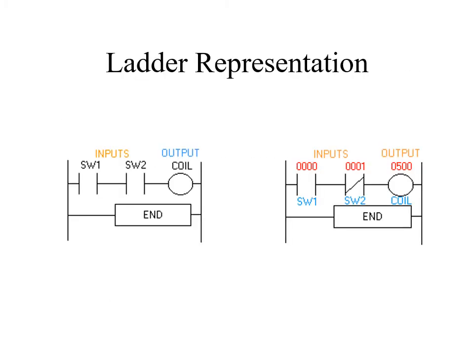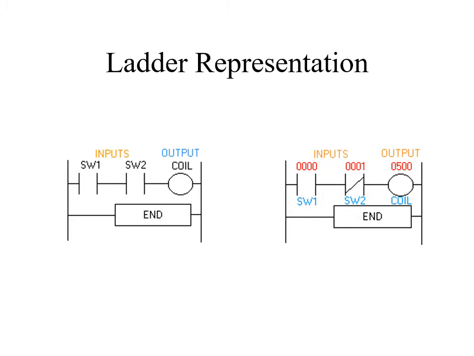This is another example of ladder representation. So on the left side, as you can see, the inputs, the two vertical lines, we have switch 1 and switch 2. The output is a coil, and at the end, we have the end rung. It's just there to note that it is the end of the program.